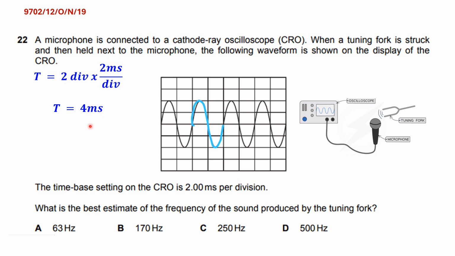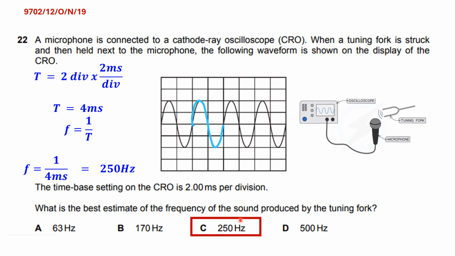But I'm looking for the frequency. So the frequency is the inverse of the period. So inverse of 4 milliseconds. Now, be careful. You need to replace the milli, which is a prefix, a multiplier, which is times 10 to the minus 3. Take this into consideration when you type on your calculator. So the frequency is 250 hertz, which is option C.